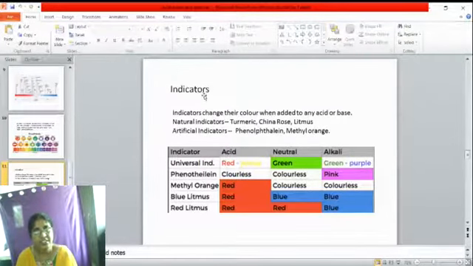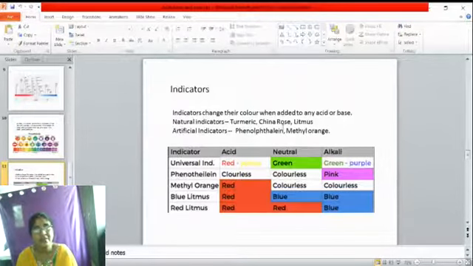Indicators are of two types: natural indicators as well as artificial indicators. Artificial indicators are those we have prepared in the lab, and mostly we use them for laboratory purposes. Whereas natural indicators are readily available in our mother's kitchen or outside, obtained from plants. Natural indicators are turmeric, China rose, as well as litmus papers. Litmus papers we have already discussed. Now you know about turmeric. But China rose, what is China rose?